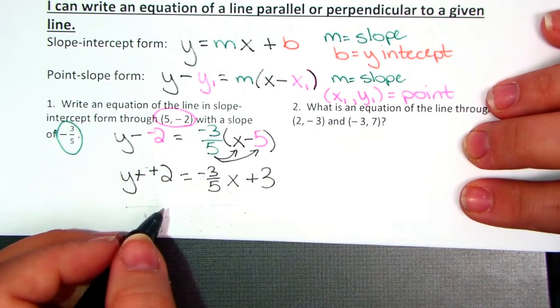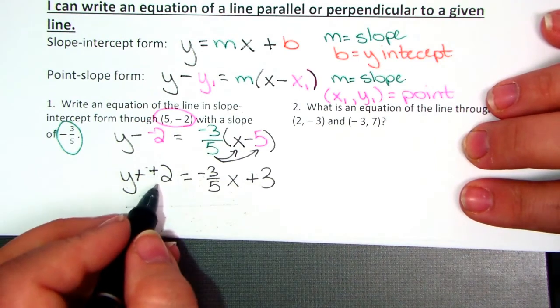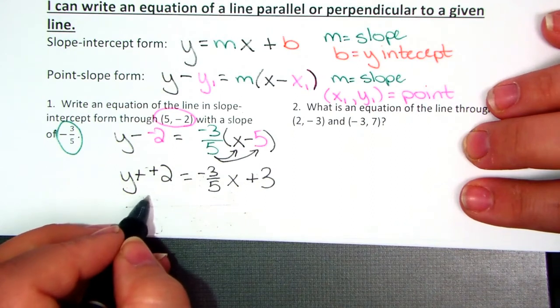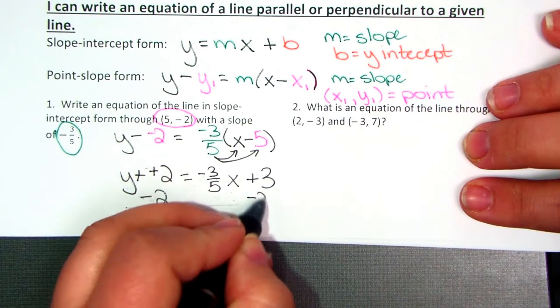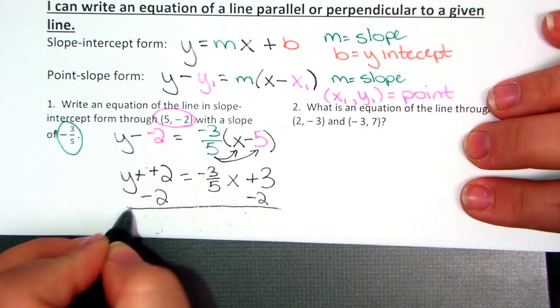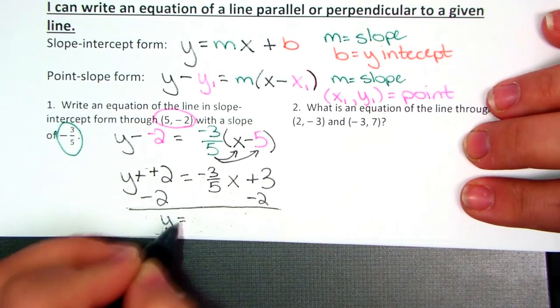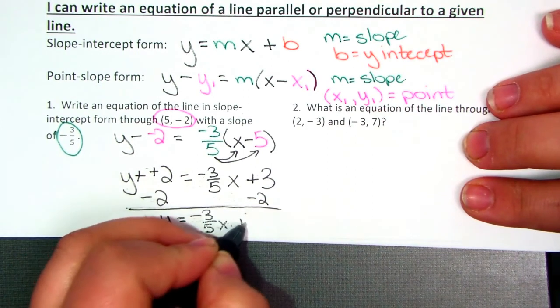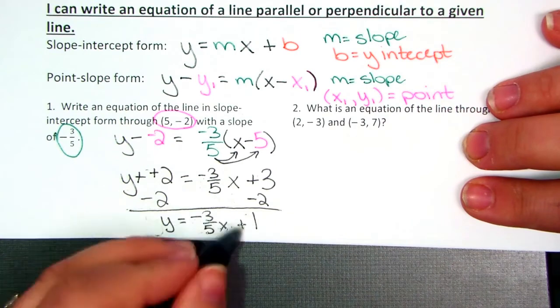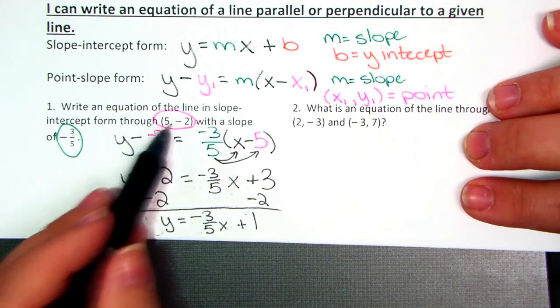The only thing left to do is to get this y by itself. That's why we practice solving a literal equation. Subtract 2 from both sides. y equals -3/5 x plus 1. It's in slope-intercept form. It goes through the point. It has that slope.